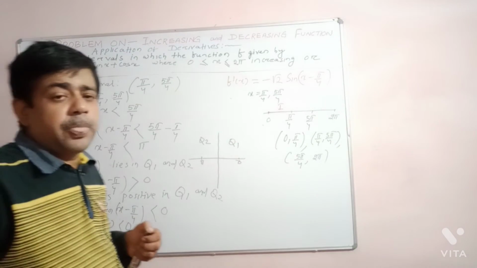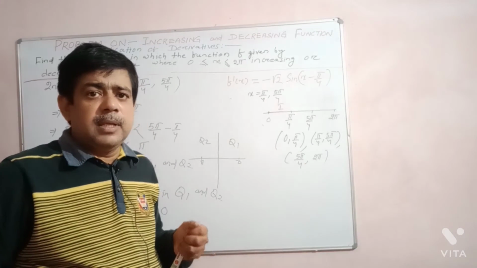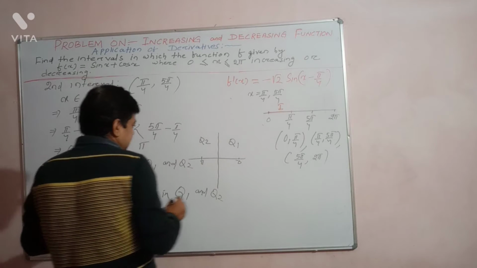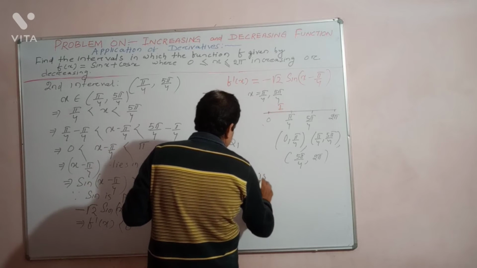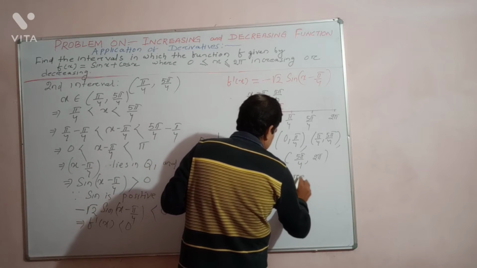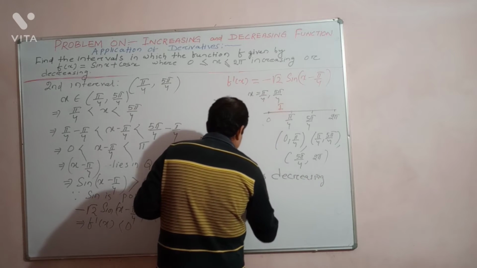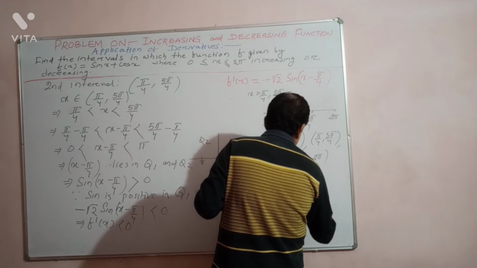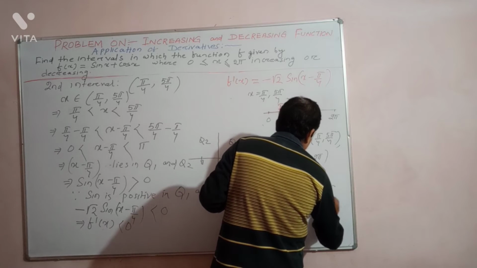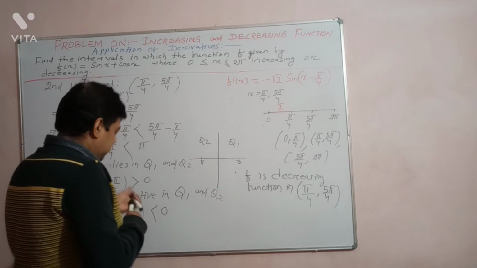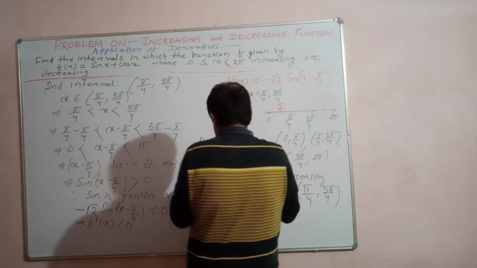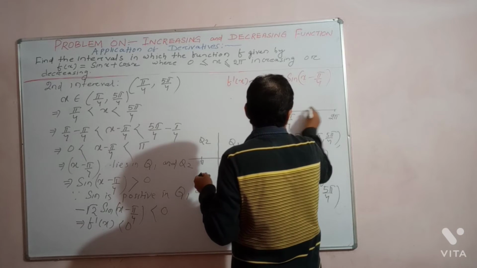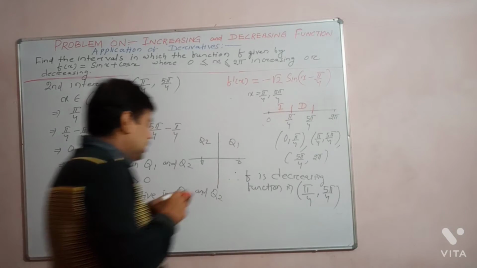And we know if the first order derivative is less than 0, then the function is a decreasing function. Yes or no? In the interval pi by 4 to 5 pi by 4, thus, hence f is a decreasing function. Yes or no? In the second interval the function is decreasing. Is it clear? The function is decreasing in the second interval.